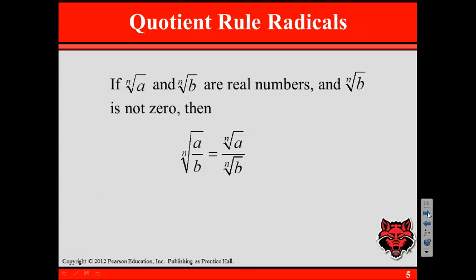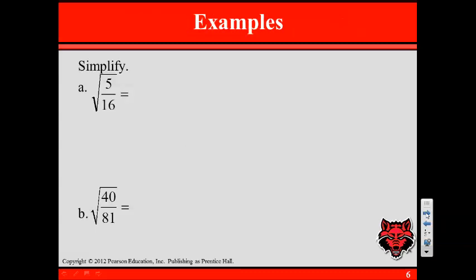We also have the quotient rule for radicals, which states if we have a fraction underneath one radical symbol, we could rewrite that as the root of the numerator and the root of the denominator. The same is true if we start with the right-hand side. If we have two of the same radical, same index, we can rewrite that as one fraction. Let's try a few examples.